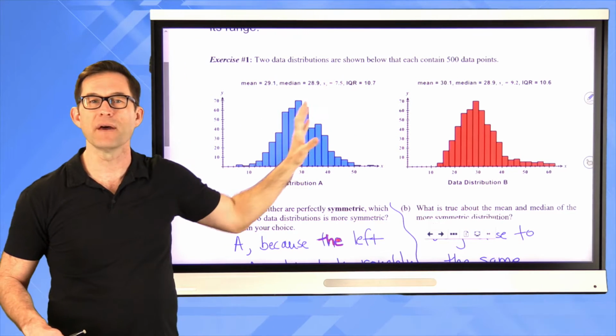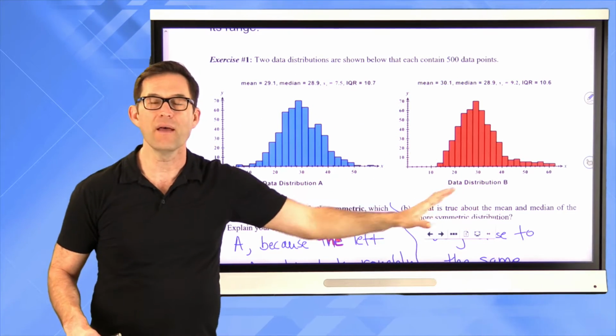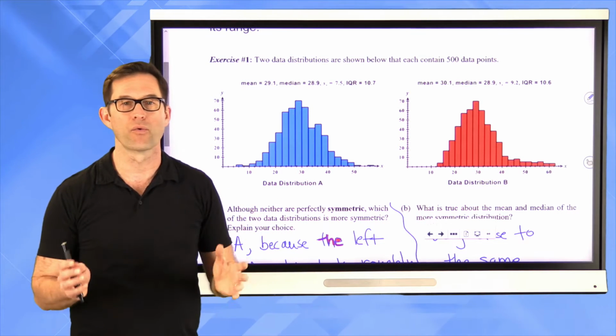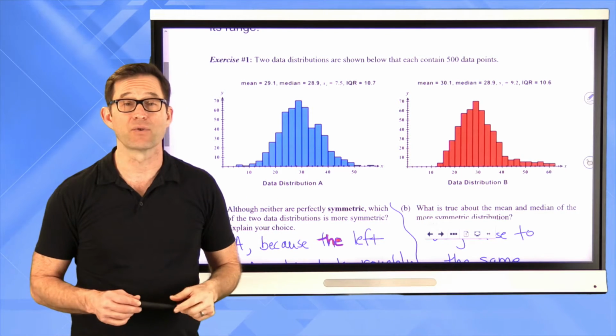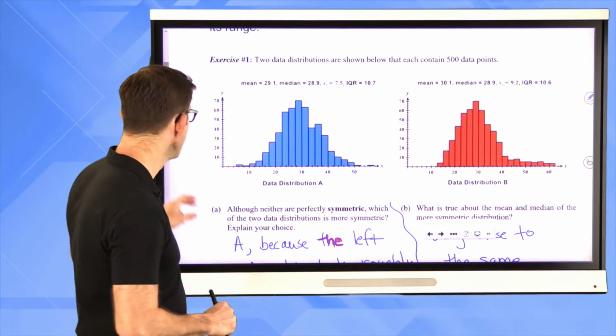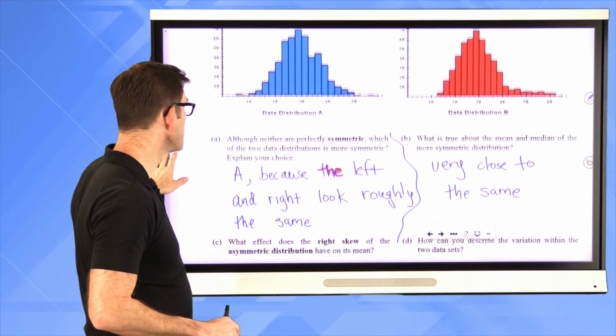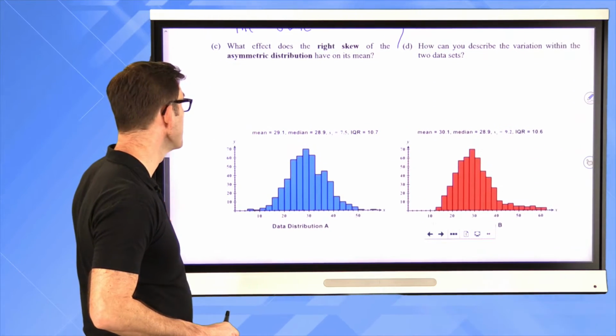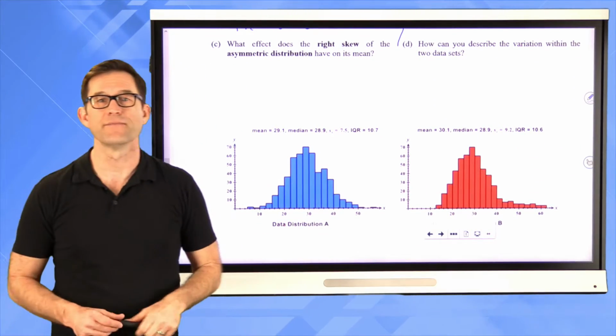So in a symmetric distribution, the mean and the median will always be roughly the same. In a perfectly symmetric distribution, they will be exactly the same. But in a pretty symmetric distribution, they will be roughly the same. Now let's take a look at letter C.